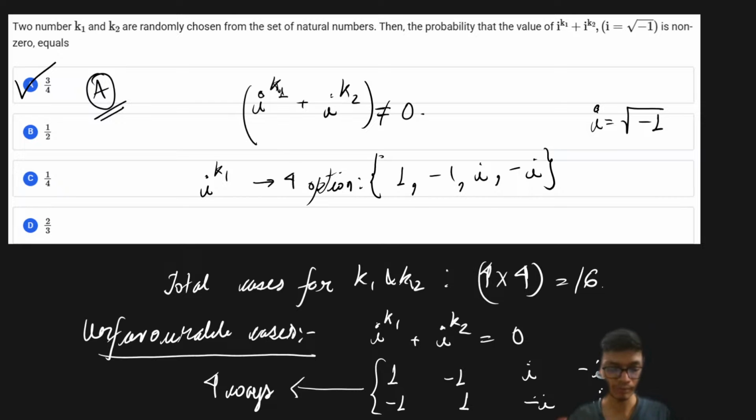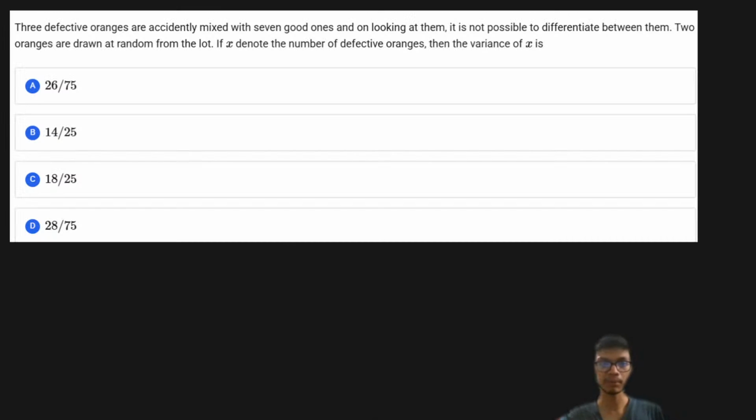Please let me know if you have any questions. I may repeat it again if you have any questions. The thing is very simple. It is just about counting. Once you understand how to count the favorable cases and unfavorable cases, you're basically good to go with the questions. Very simple, straightforward. Right, let's move to the next problem then.